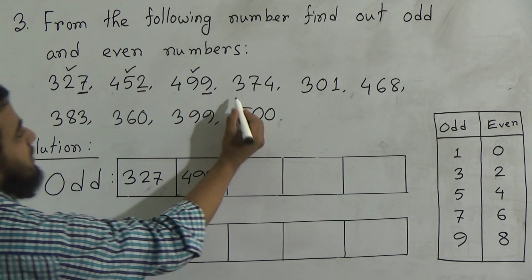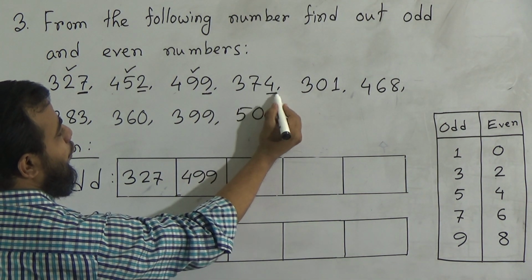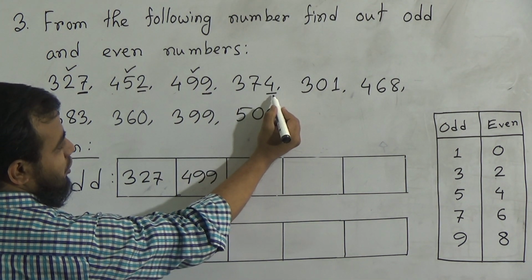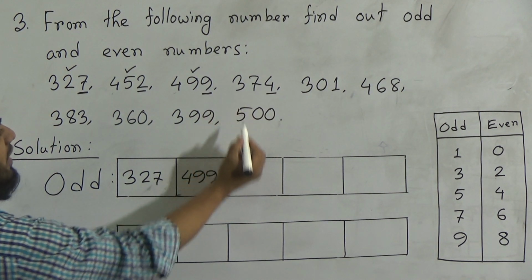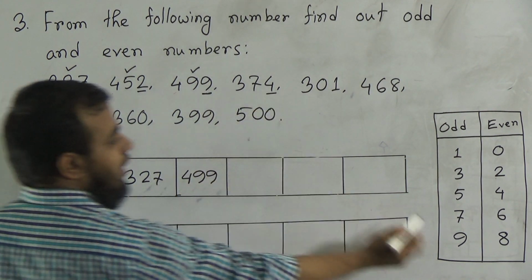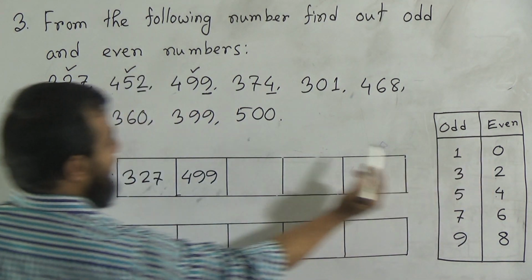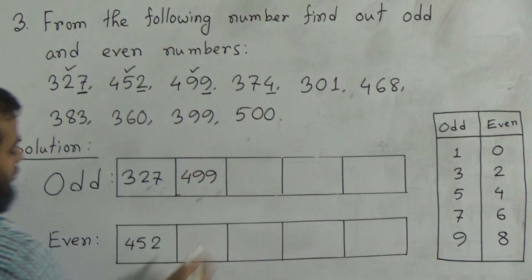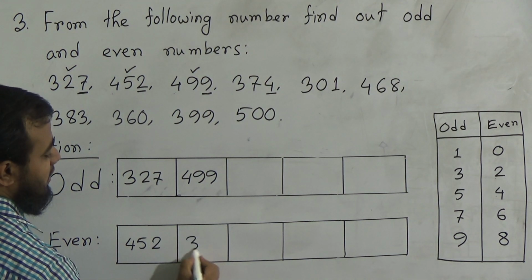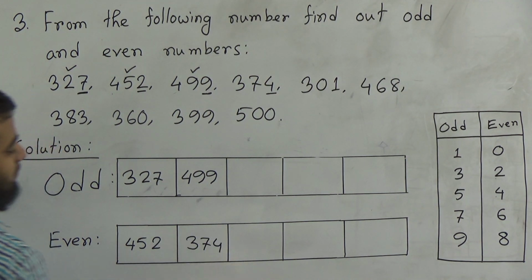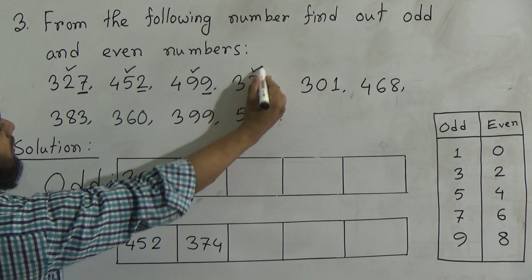Now the fourth number is 374. 4 arises in the ones position. That means this number will be an even number, because in the ones position we have 4, and we know that if we find 4 in the ones position, that number will be an even number. That means 374 is also an even number. So this fourth number is also done.